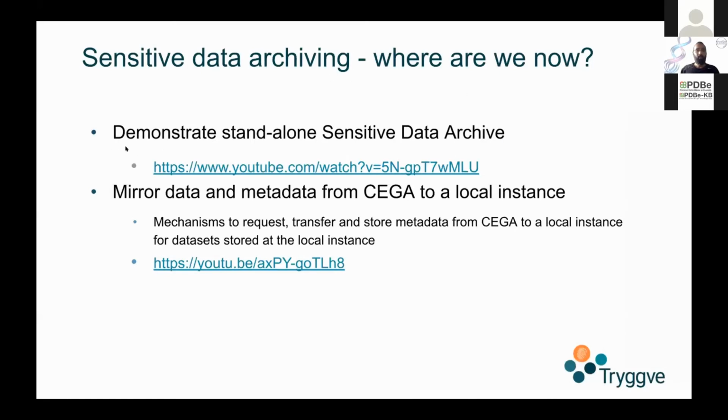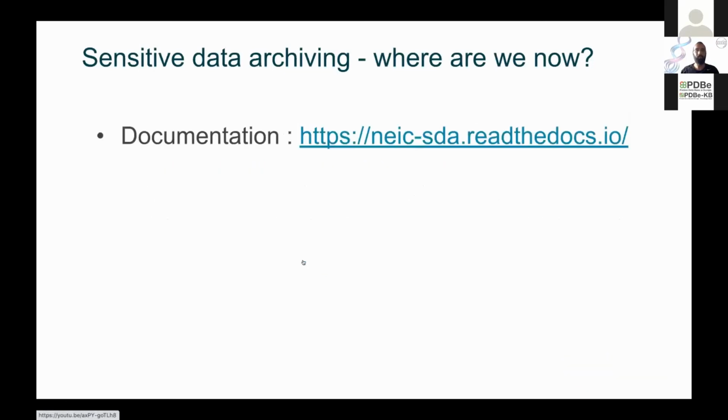Where we are now, we have demonstrated the standalone sensitive data archive, and there is a link here to a tutorial on YouTube, and also mirroring data and metadata from central EGA. If we want to install a standalone local EGA, then we want to have the metadata also stored locally, not only in the central EGA, and there is a link for the YouTube there. And this is the documentation for the Nordic sensitive data archiving services on ReadDocs.